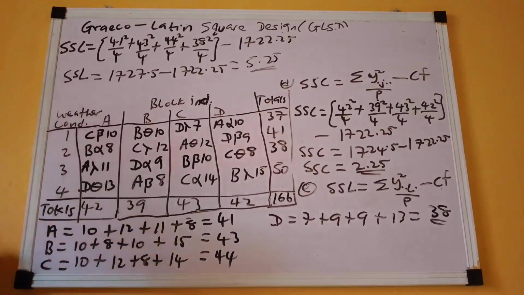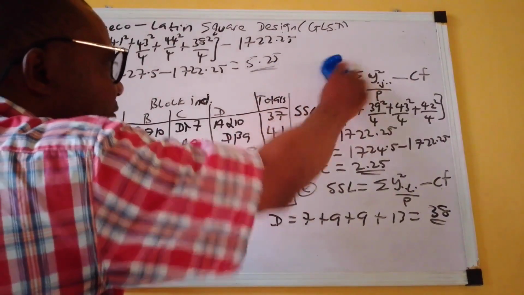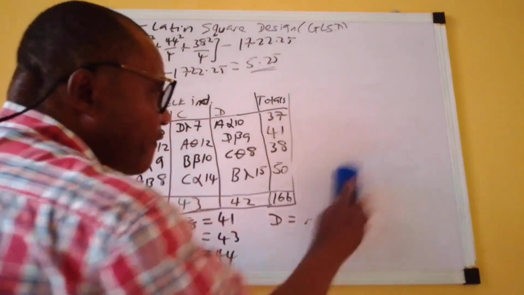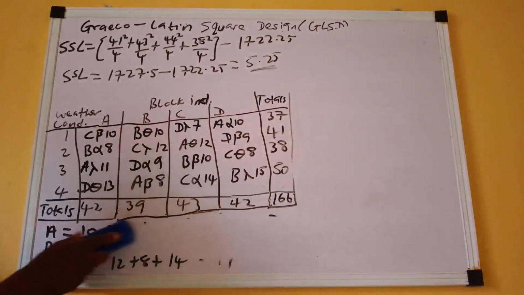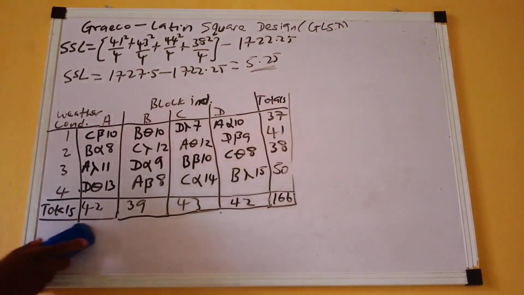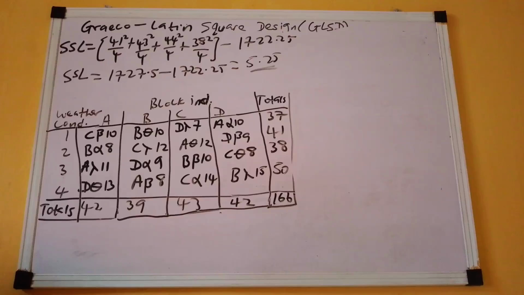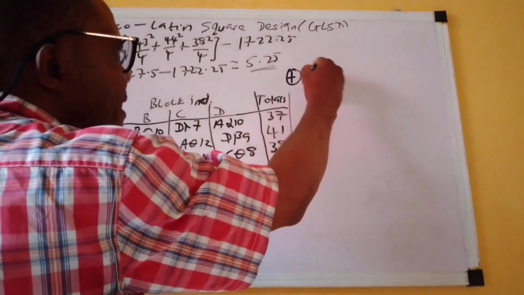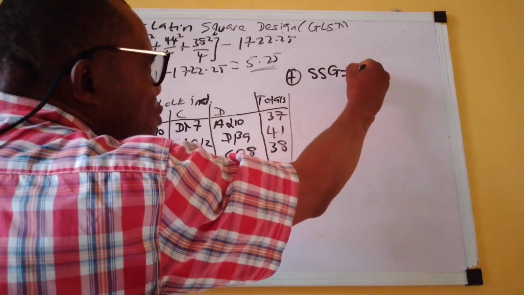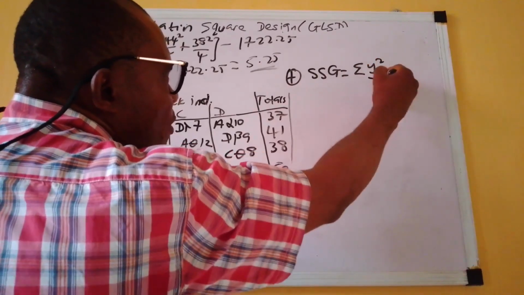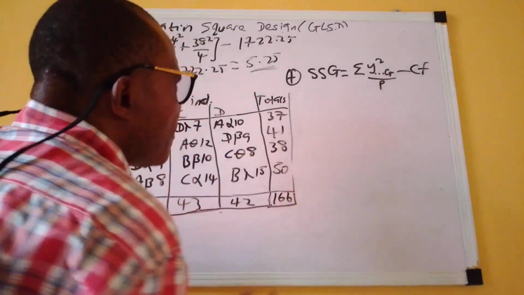So permit me to go ahead to get the F1, which is the sum of squares for the Greek letters. So we are going to get the sum of squares for the Greek letters, SSG. Permit me to go ahead and do that, and that will be number F. So our SSG is equal to the summation of Y dot G squared all over P minus the correction factor.